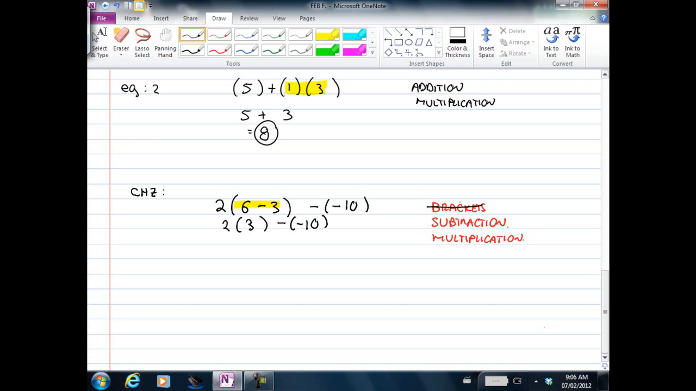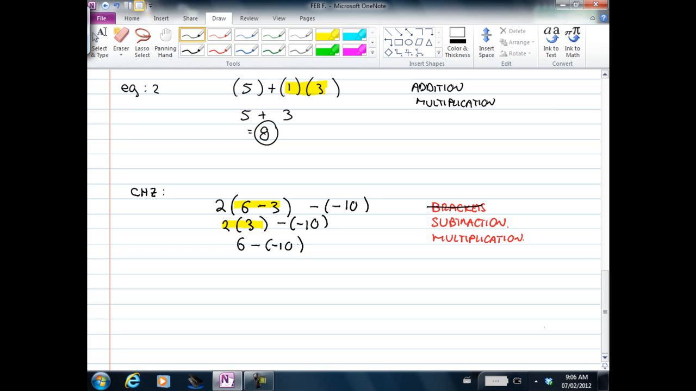Robin, what's the next thing I'm going to do? Multiplication. Because it says brackets, then I look at this. Multiply this out right now. Okay. Take it simple. Nothing too bad. 2 times 3. Who haven't I asked yet? Fatima, 2 times 3 is? 6 minus a minus 10.